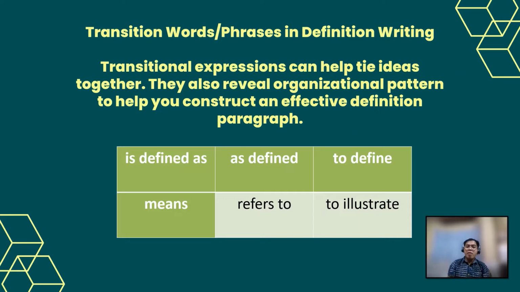Now, here are some transitional expressions that can help tie ideas together, and they also reveal organizational patterns to help construct an effective definition paragraph. Number one is defined as. We also have as defined. We also have to define. Number three, means. Number four, refers to, and lastly, to illustrate.